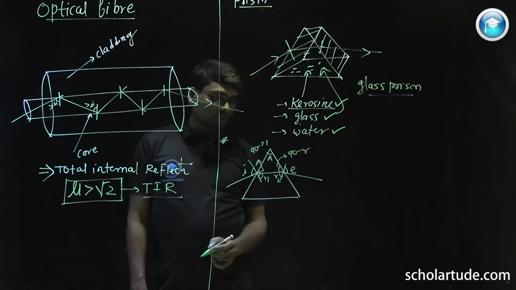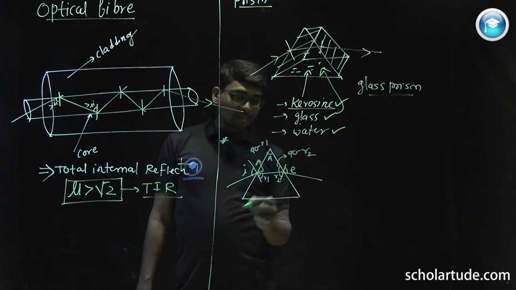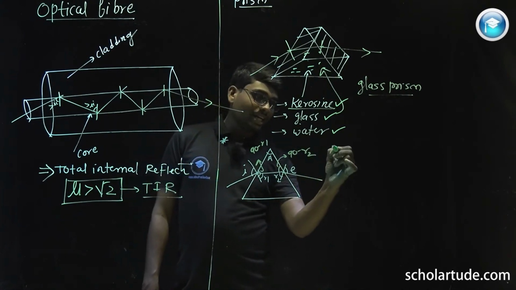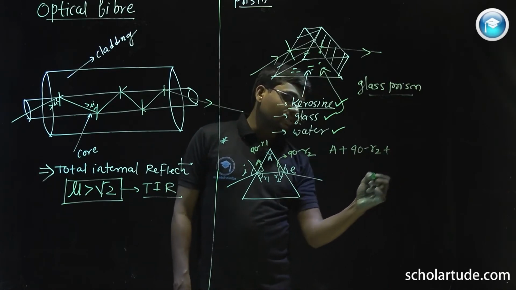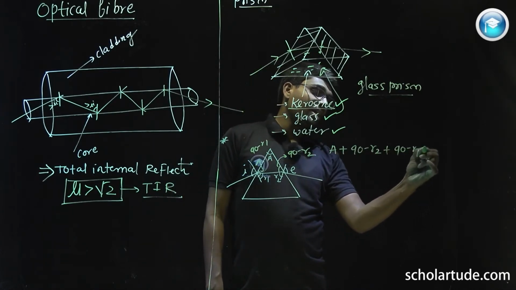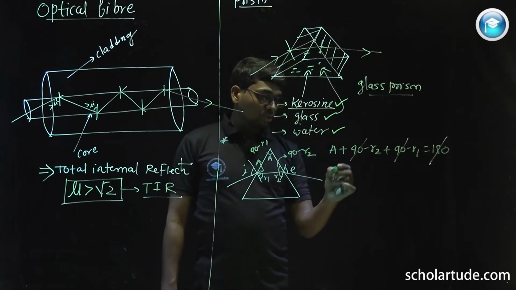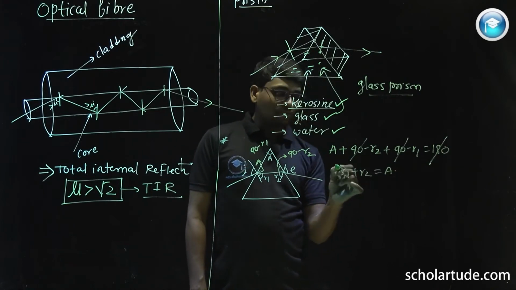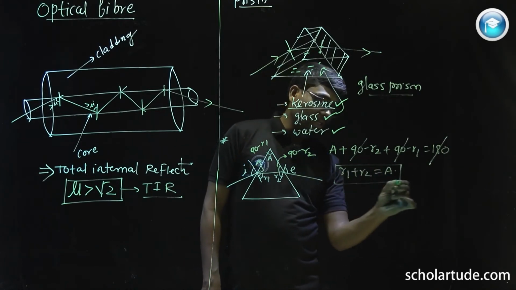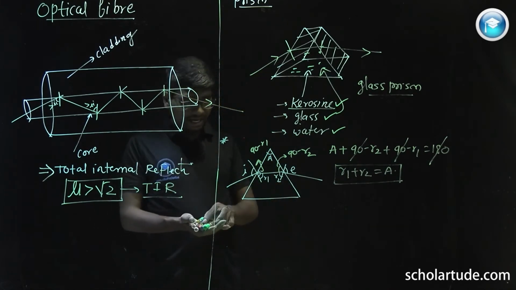Now from the triangle you can say the sum of all angles of a triangle is 180 degrees. So angle A plus 90 minus R2 plus 90 minus R1 equals 180. So 180 would get cancelled. So R1 plus R2 equals A. It is a very important formula actually. Just remember the sum of these angles equals A.